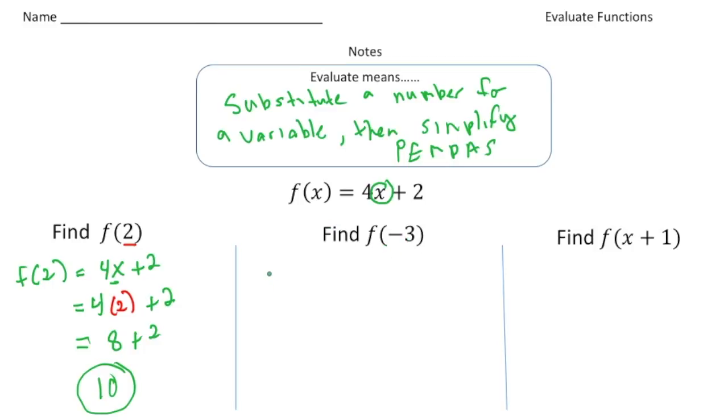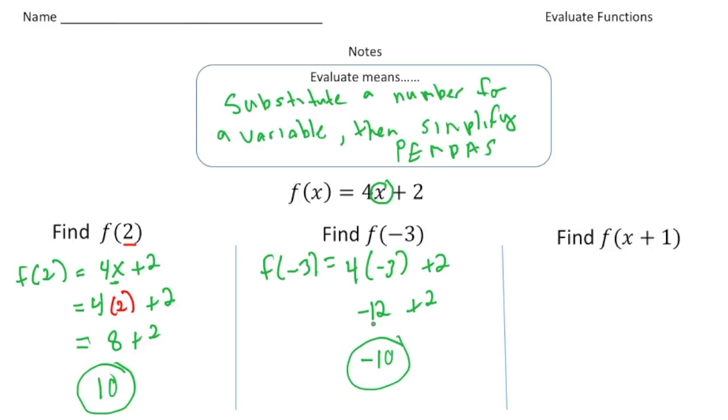Now this one is just f of negative 3. So it's going to be f of negative 3 equals 4 times negative 3 plus 2. 4 times negative 3 is negative 12, plus 2, and negative 12 plus 2 gives you negative 10. All I did is substitute the negative 3 for the x and simplify.